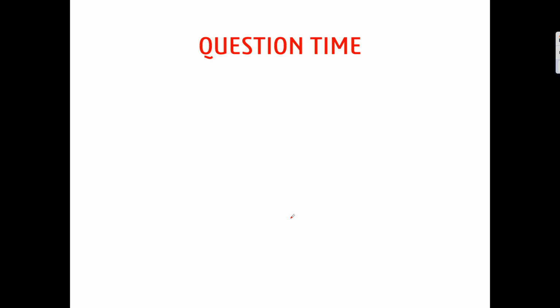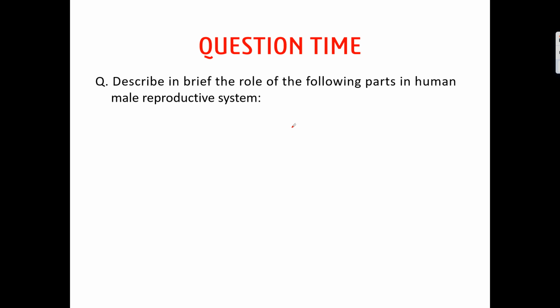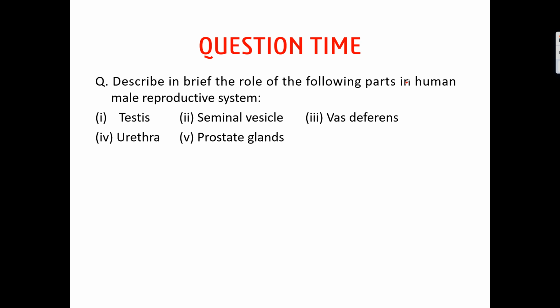So now let us look at a few questions which are usually asked in the CBSE exams. Describe in brief the role of the following parts of the male reproductive system. Testis: production of sperms, and it releases testosterone. Seminal vesicle: it secretes juices which nourish the sperm. Vas deferens: a collecting tube or channel which collects the sperms from the epididymis and pours them into the urethra. Fourth, urethra: it is a common passage for sperms and urine. Prostate gland: releases juices which nourish and protect the sperm.